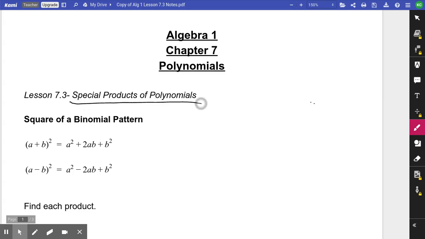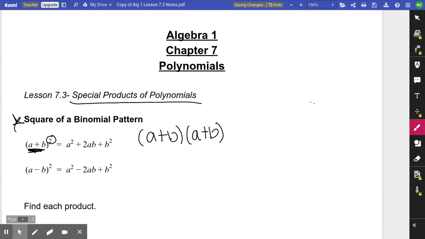So we have special products of polynomials, and we're going to talk about two different ways that we can do this. Our first one is the square of a binomial pattern. Okay, so we're going to take a binomial. It's the same binomial, and we're going to square it. So essentially, we're saying a plus b times a plus b.